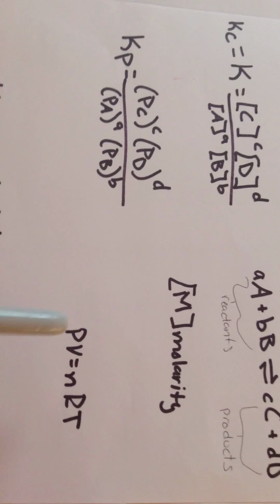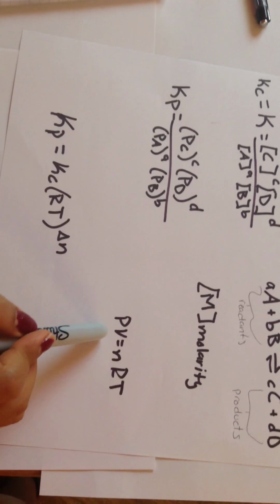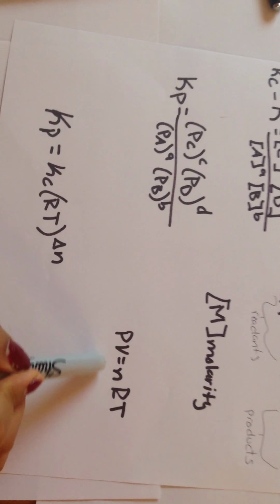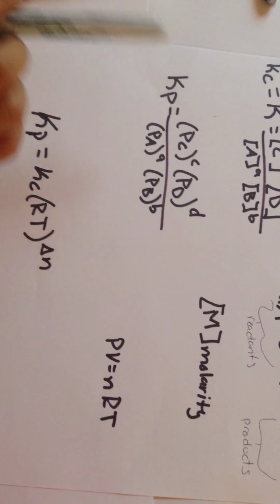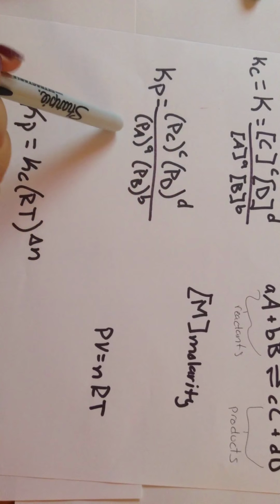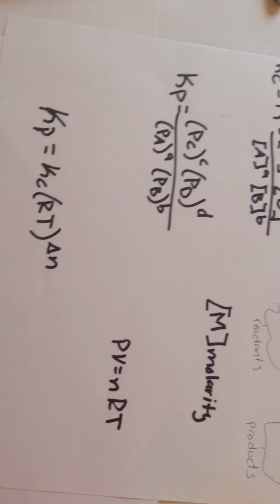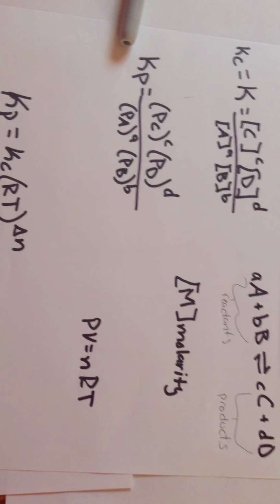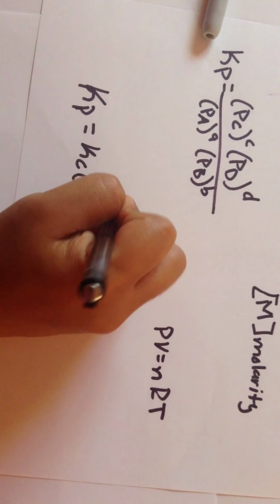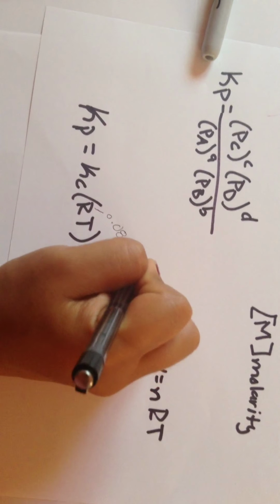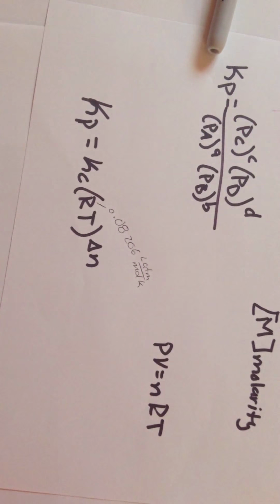Since Kp has to do with ideal gases, we can combine Kp with the ideal gas law, PV equals nRT. And we can combine this with Kc, since like I mentioned earlier, they take the same form. The combined constants give us this equation here. R being the gas constant, 0.08206 liters atm per mole K.